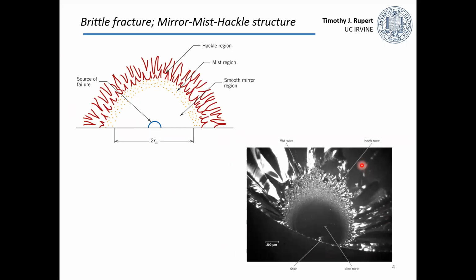So this slide is just showing a common fracture pattern, something that's called a mirror, mist, hackle type of structure. And the idea here is that if you have a crack somewhere in your material, in this case on the bottom, it's shown on the surface, you can get this type of pattern where you have a very nice mirror region. You have this messy hackle region. And that's transitioned between the two by this mist. So you just see some smaller features there. But this is really just evidence of these cracks moving and flying through our sample very easily.